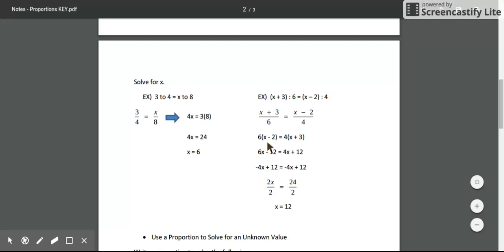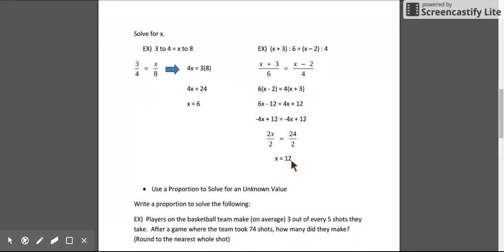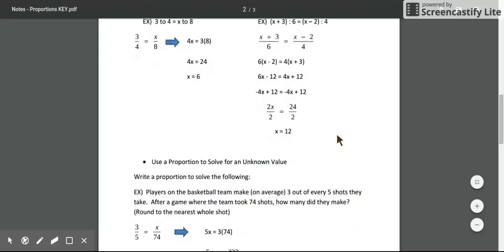We could then plug it back in to check our work. 12 plus 3 is 15. So I have 15 over 6. 12 minus 2 is 10. So I have 10 over 4. If we reduce both of those, they should be equal. So 15 over 6 reduces to 5 halves. And 10 fourths also reduces to 5 halves. So we can always check our work when we solve proportions by plugging the value back in and simplifying, and making sure that both ratios, or both sides of the equal sign, are equal.